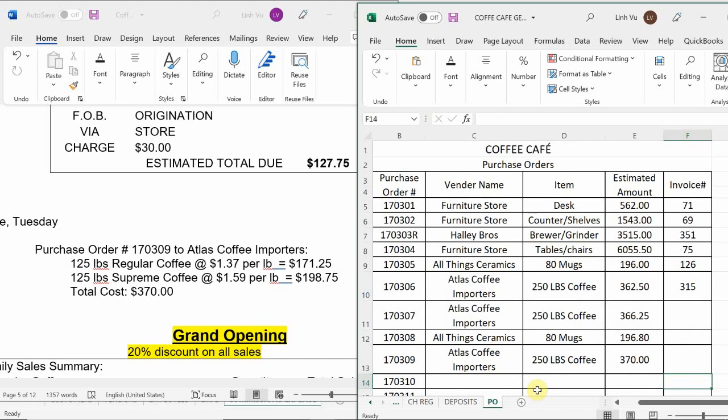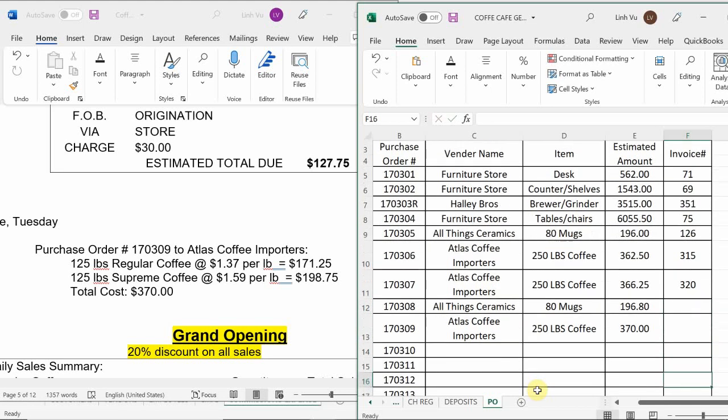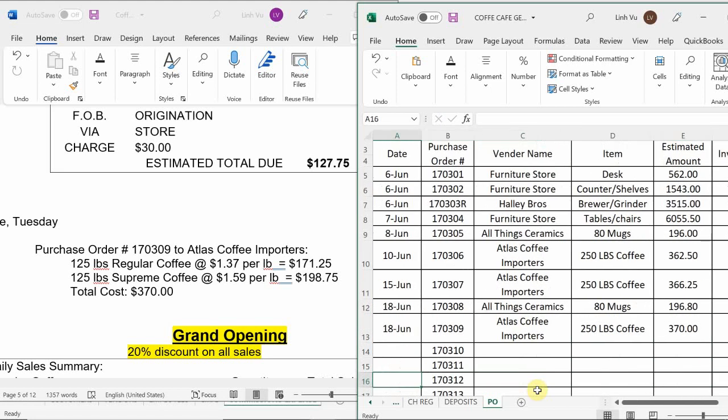Did we receive the coffee for the $366.25? Yes, we did, and that was invoice number 320, I believe. So yes, we forgot to do that. Okay. So there you go. $370 for this purchase order here. So now we have to just keep looking out for these purchase orders. Okay.